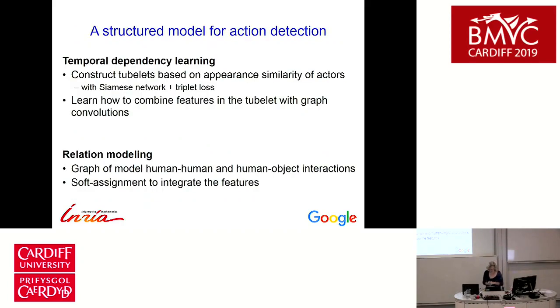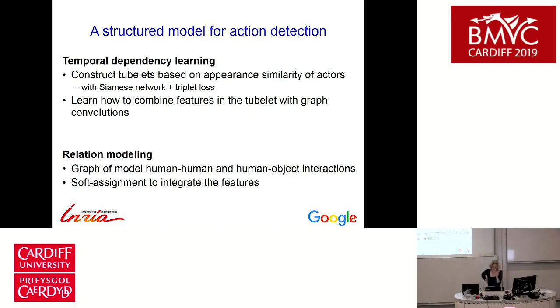And so in more detail, how do we get these actor tubelets? So the actor tubelets, we first detect these actors in the video, and then we link them together with a relatively simple similarity measure based on Siamese networks and triplet loss. So we learn how, if the actors are similar, we use that to link them together, and this gives us these short tubelets. Once we have these short tubelets, we actually learn how to combine the individual.